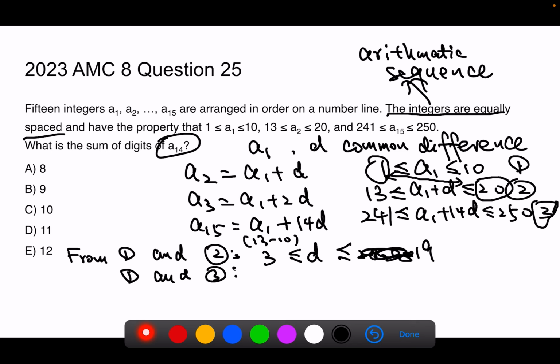Same thing. You'll be able to get 14d. Less than or equal to, again, use the largest here and the minimum here: 250 minus 1, which is 249. And then the lowest value is going to be 241 minus 10, which is 231.